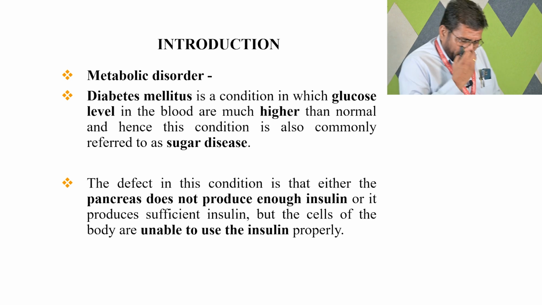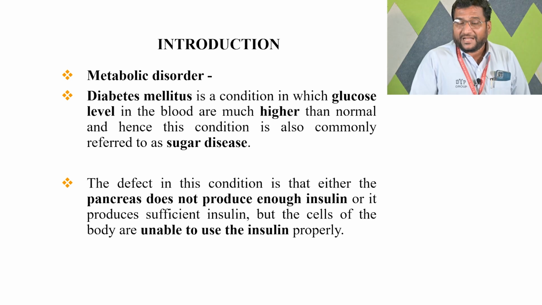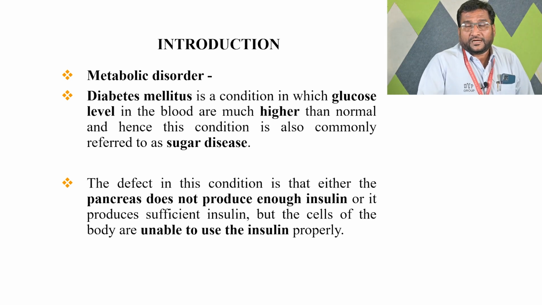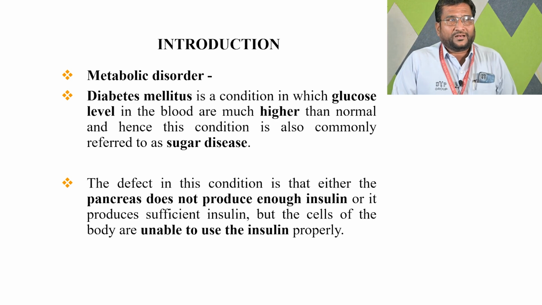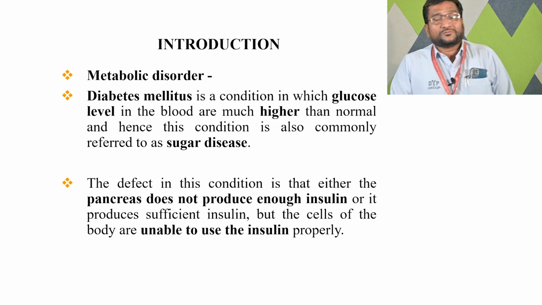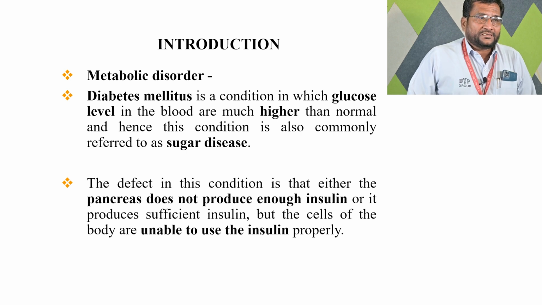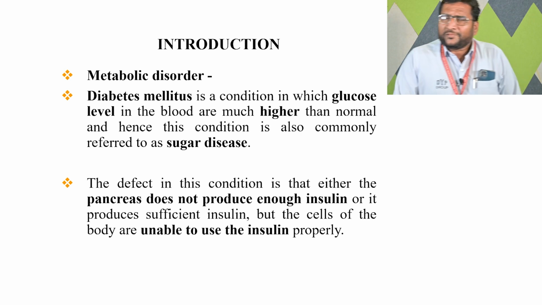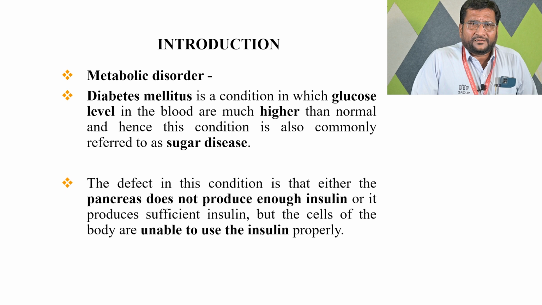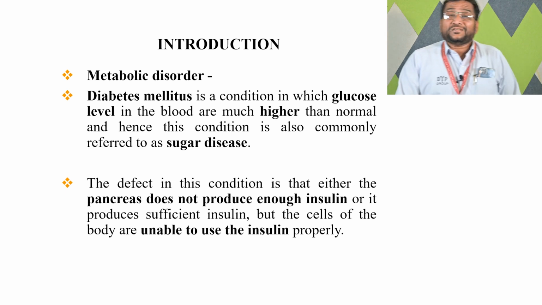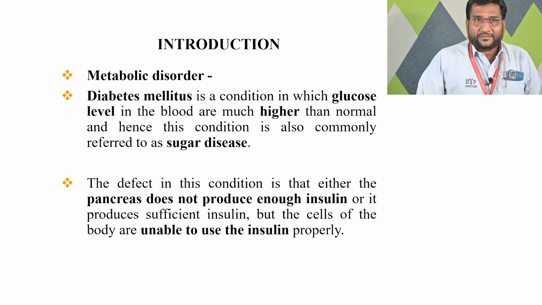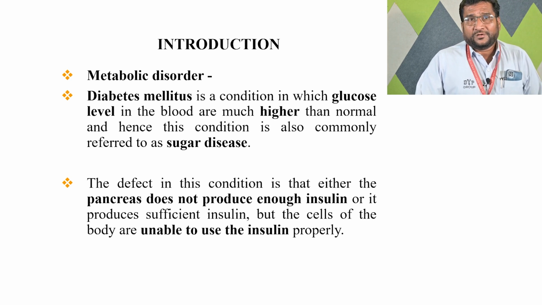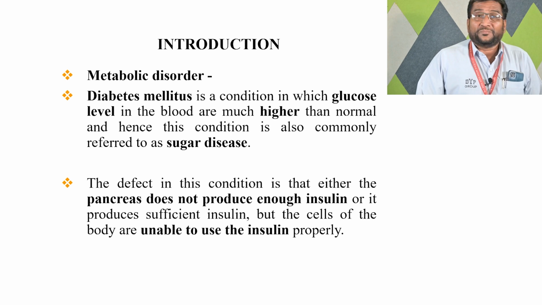So what exactly is diabetes mellitus? It's a metabolic disorder, a condition in which the glucose level in blood is much higher than normal, and hence this condition is commonly called sugar disease. According to one report, it is estimated that about 11.4% of the Indian population suffers from diabetes mellitus, and more than 15.5% of the Indian population is pre-diabetic.